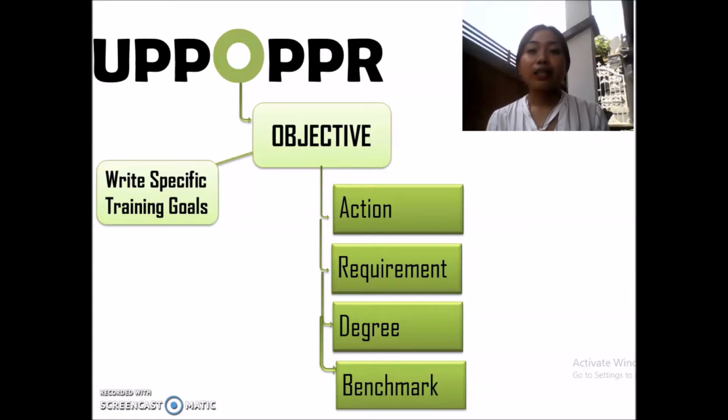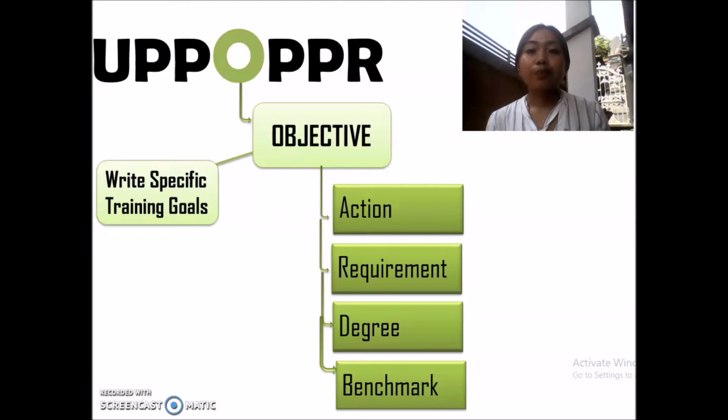Okay, what is the fourth step of U-popper? Do you still remember? Okay, the fourth step is objective. How to write the objective? Before that, I will ask you, what does objective mean? Objective has the same meaning as goals or purpose. In this step, you will learn how to write the objective.